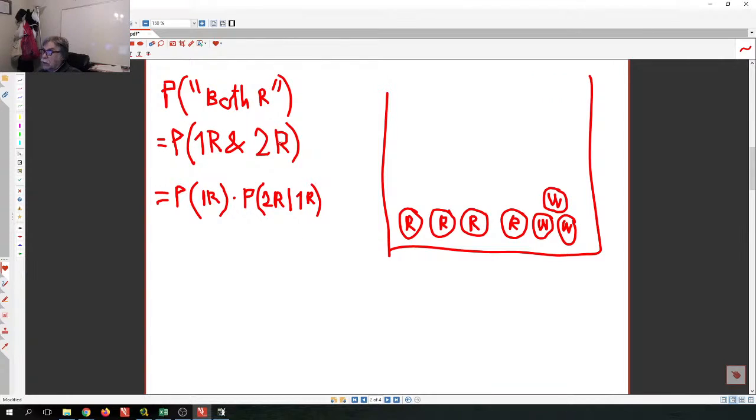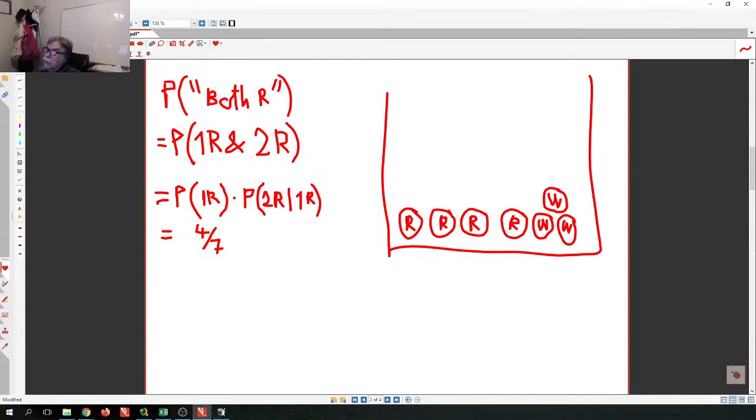You can call this A, you can call this B, then this is A, and this is B given A. That's exactly what the property number 6 is. Alright, so again, you can call the first red A, you can call the second red B, and this will be the probability of A times the probability of B given A, given that A is certain. Right? The probability you're going to have the first ball to be red is 4 out of 7. Not really hard to calculate, right? You have 7 balls, 4 of them are red, it's 4 out of 7.